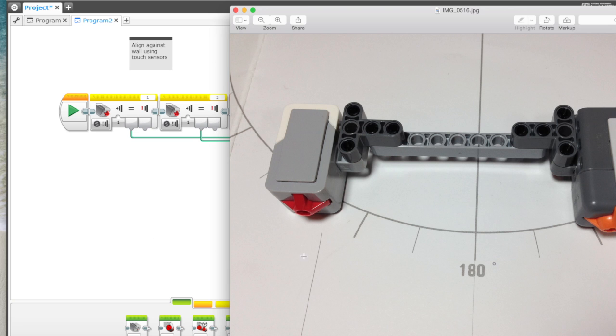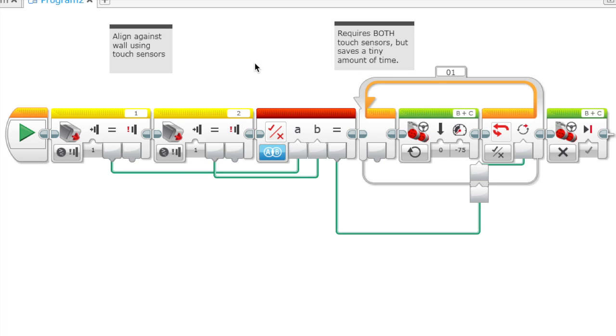If it wasn't parallel, if it was tilted to one side, then only one button would be pressed, either one. But both of them have to be pressed. So this saves us a tiny amount of time against the other program, because it immediately terminates right when it touches the wall. It doesn't have to go the full 3 seconds or whatever. But make sure that it requires both touch sensors, one on either side. So make sure you have both touch sensors.